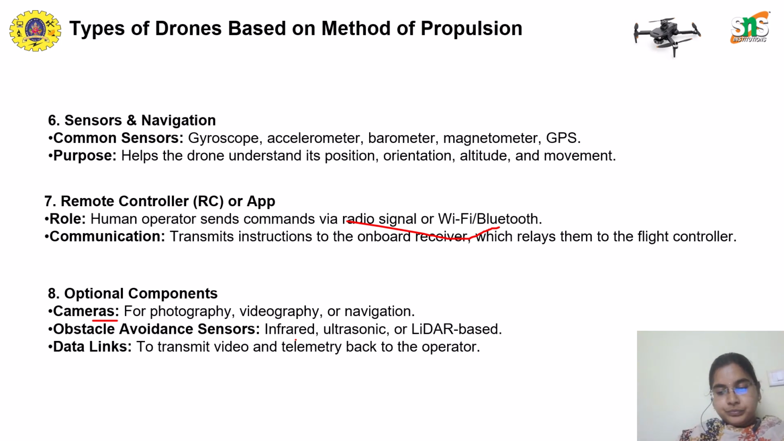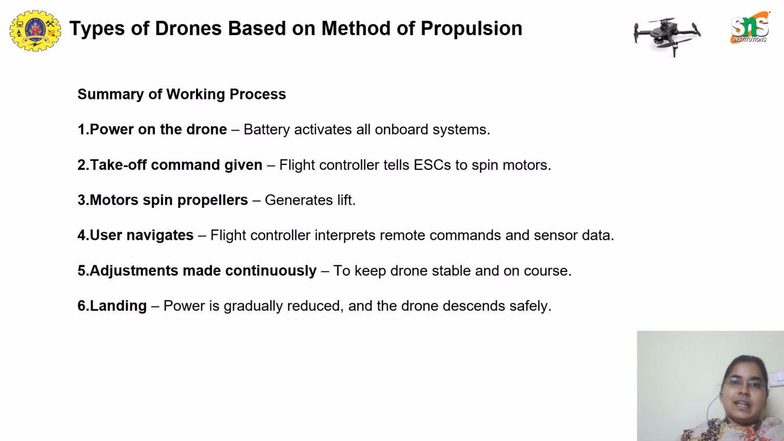Now a summary of how the electric powered drone works. Power on the drone, and the battery activates the onboard systems. Next, the takeoff command is given, and the flight controller tells the ESCs to spin the motors. The motors spin the propellers, which generates lift.